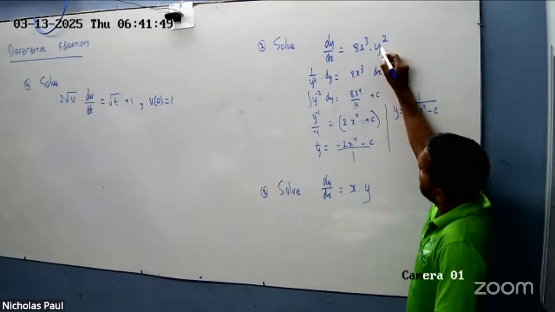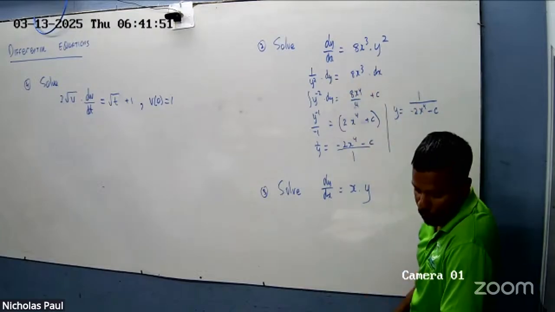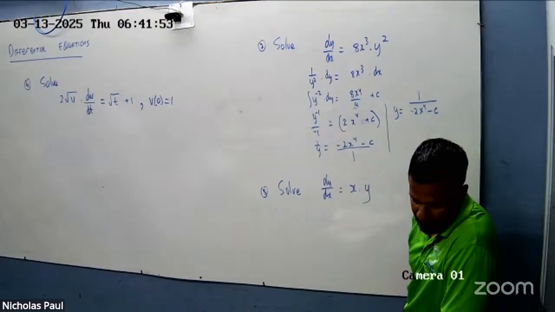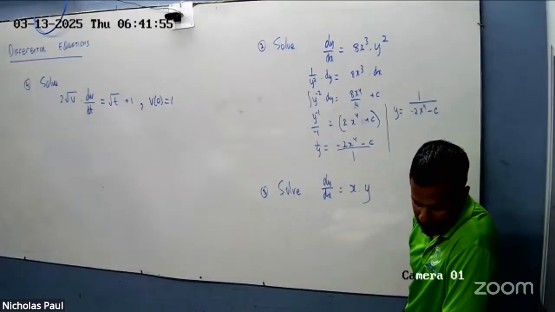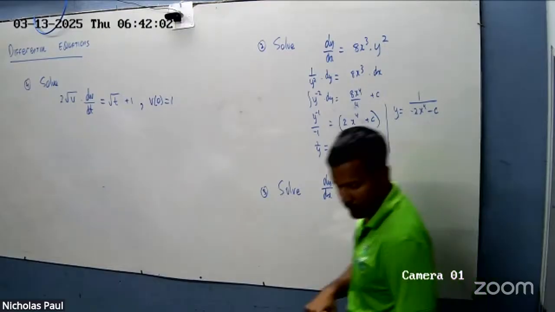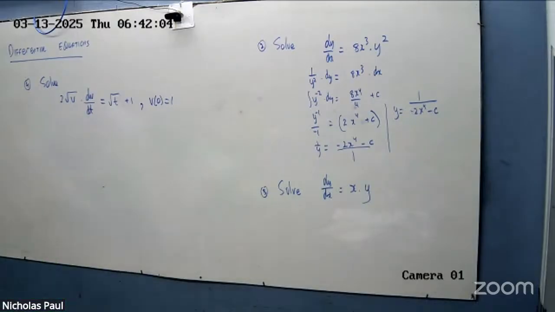Target y squared, we divide both sides by y squared, so with 1 over y squared. Oh yeah, got that? To the next.